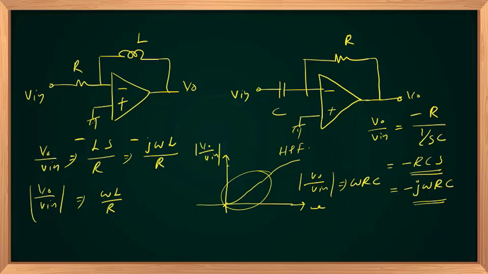And of course it won't be stable at omega equal to infinity, because at omega equal to infinity the gain will be minus infinity, or the magnitude of gain will be infinity. So it's not stable at omega equal to infinity.